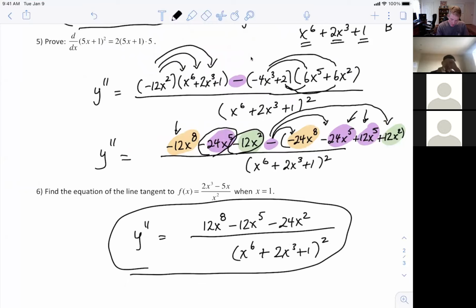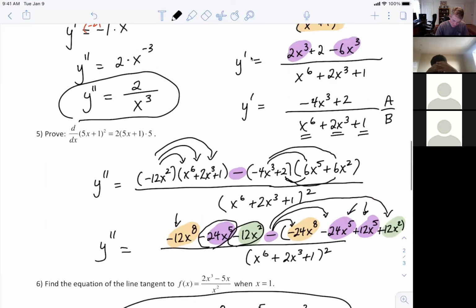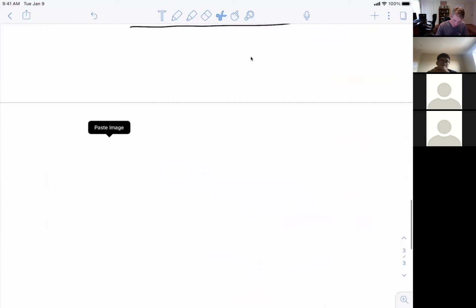Okay, so now I think I need to take this and move it down here. So this right here is actually coming from the chain rule.